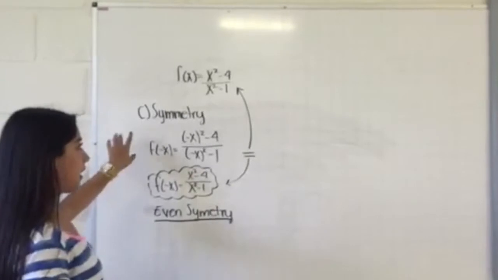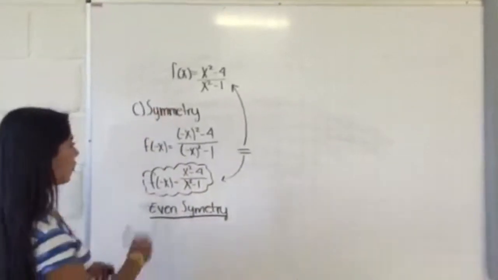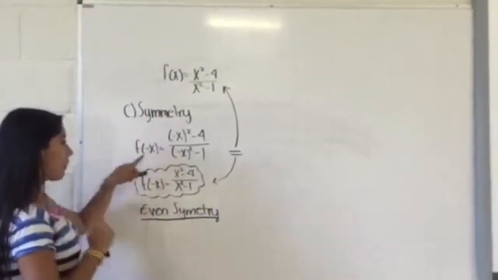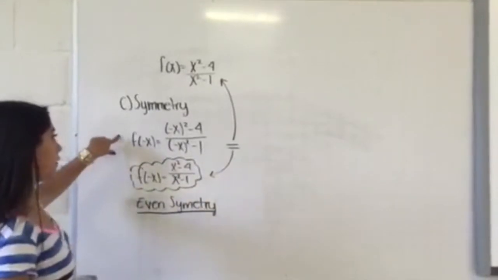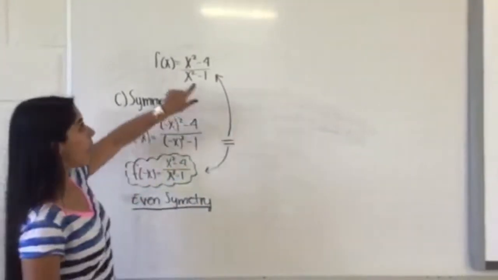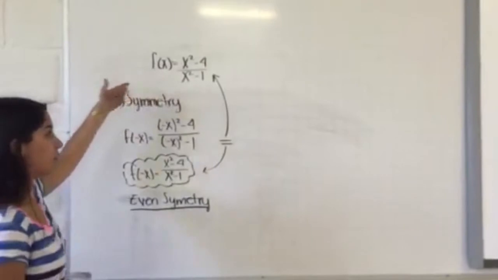We need to find the symmetry of the function. So you change all the x's with minus x, and the result is the same as our function.